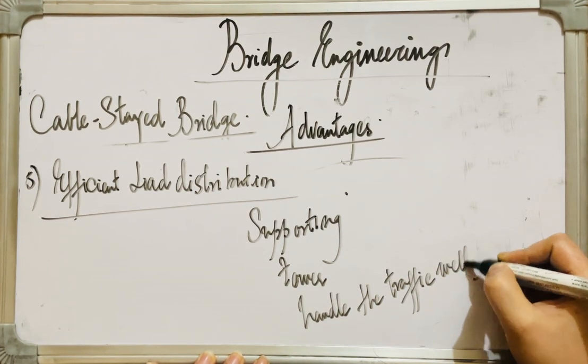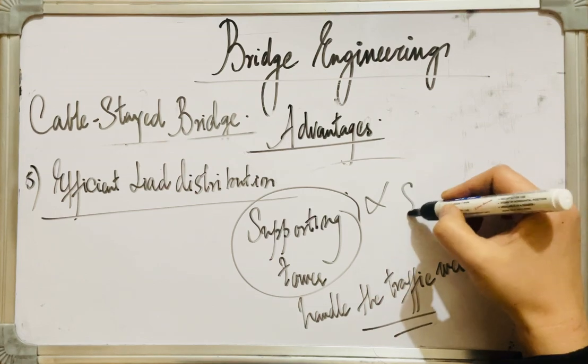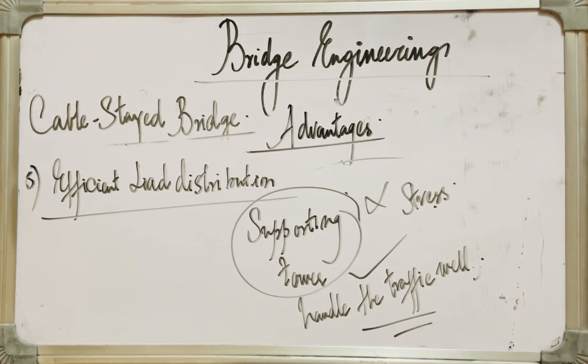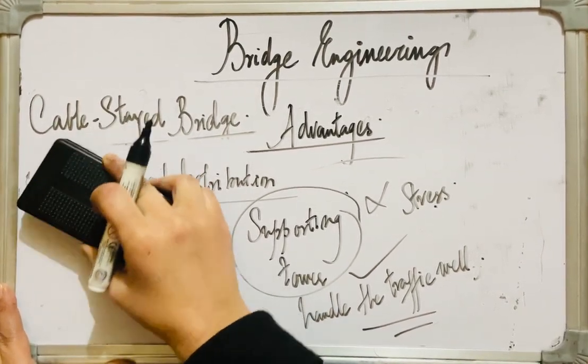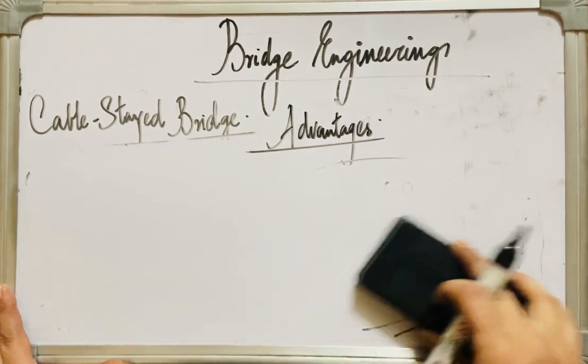So the cables, in case of a stay cable, they efficiently distribute the loads. That's why they reduce the stress on the supporting towers. Thus, they make the bridge efficient enough to handle the traffic quite well. This is the fifth advantage of these cable-stayed bridges.